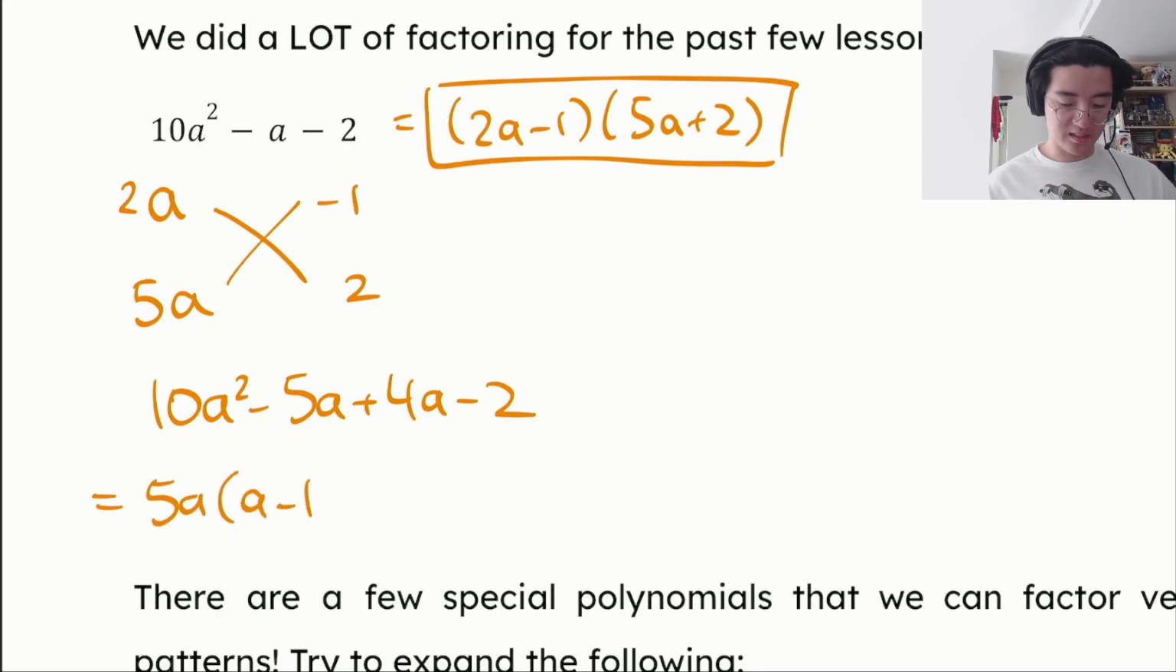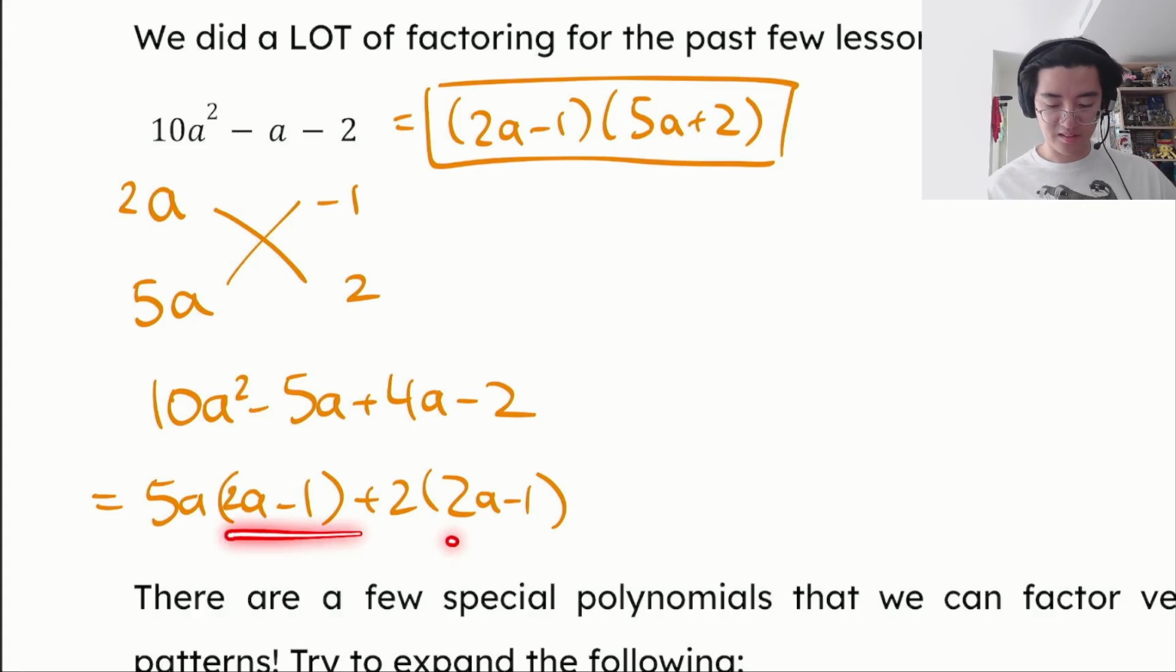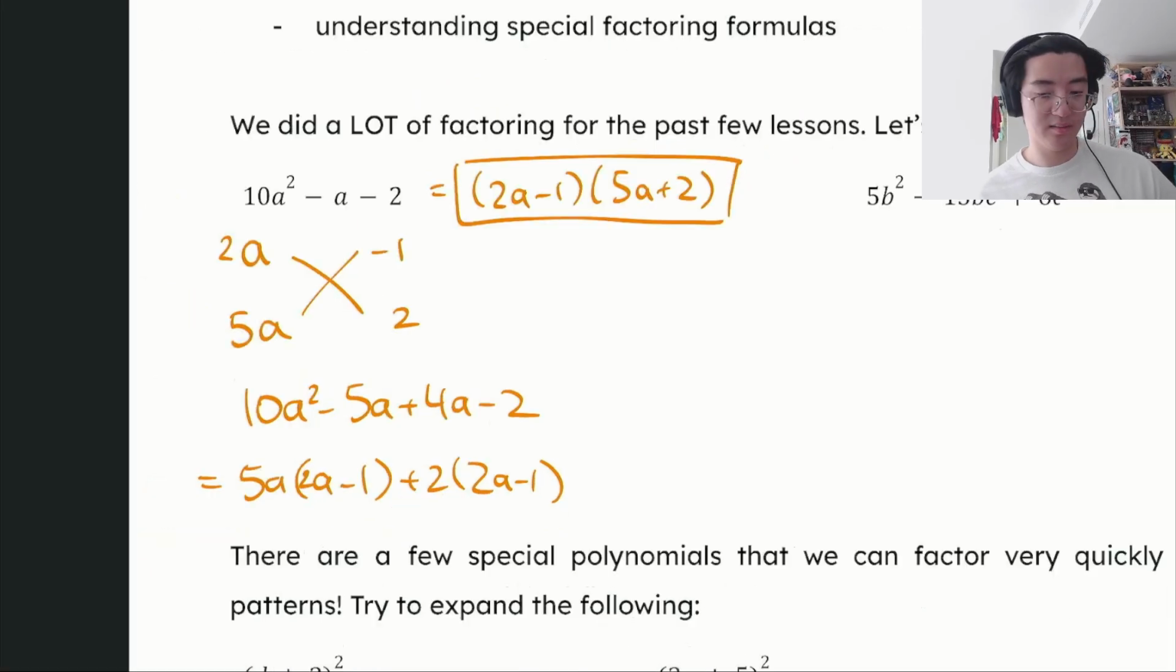Factor out a from the first group. Factor out a 2 from the second group. Nice. And then we factor out 2a minus 1. We have 5a and 2 plus 2 left over.